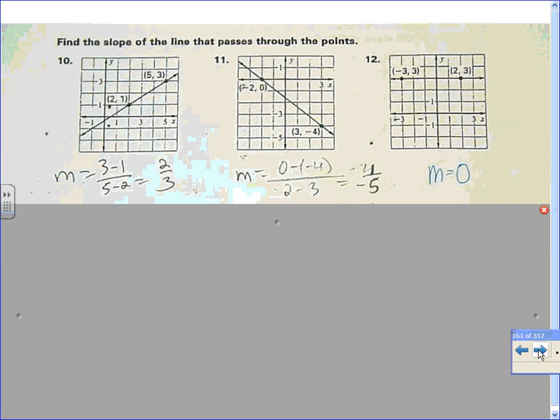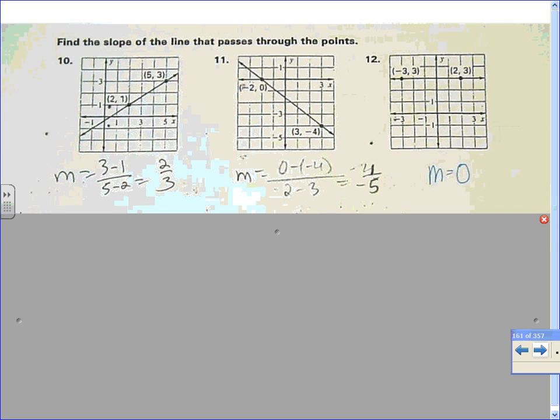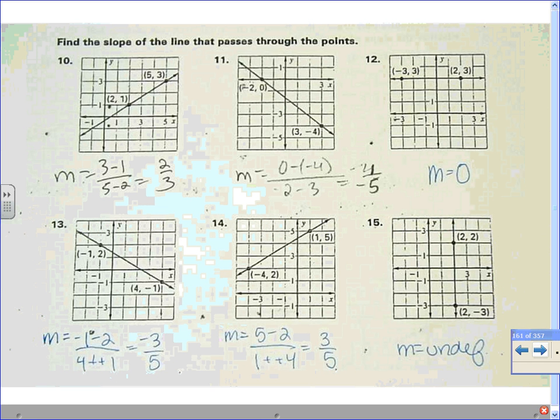Okay, number 10. You guys should have 2/3. 11 is -4/5. And 12 is 0. If you didn't have them simplified, as long as it's equivalent to mine, you're okay. Number 13 should be -3/5. 14 is +3/5. 15 is undefined. Annalise?